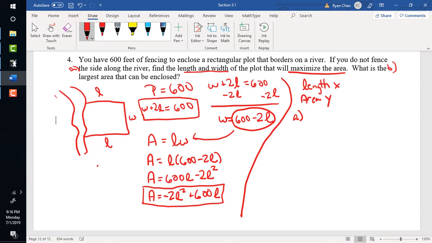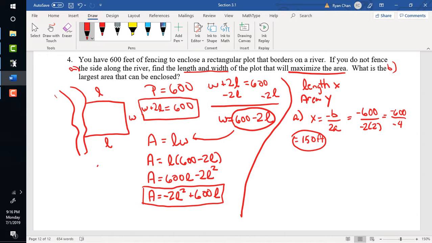So part A, what I'm going to do is find the vertex, which is x is equal to negative b over 2a. And if I look at my formula, this is going to be negative 600 divided by negative 2 times 2. Negative 600 over negative 4. That will equal 150. So my length is going to be 150 feet. Okay, I'm going to plug 150 in.